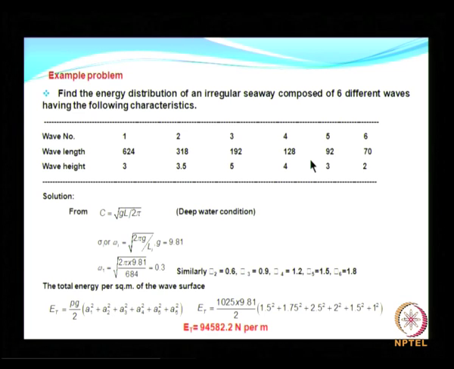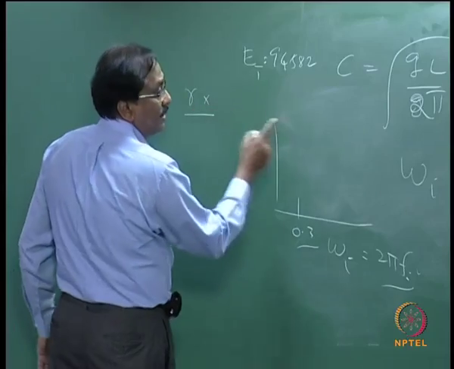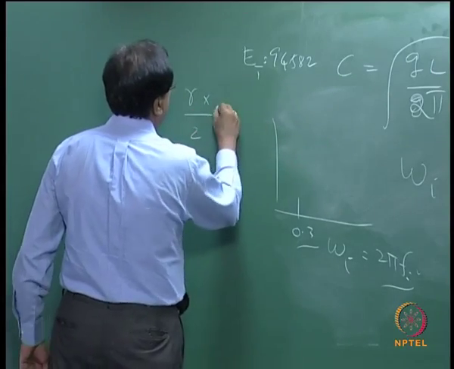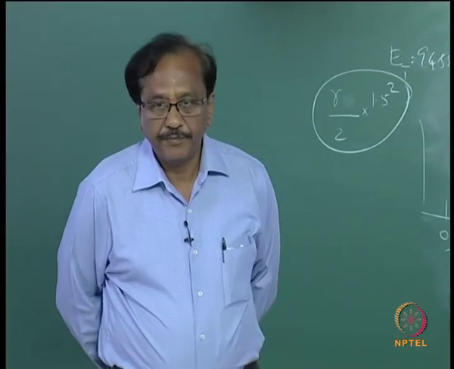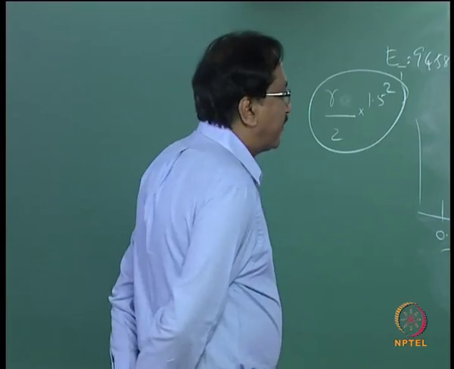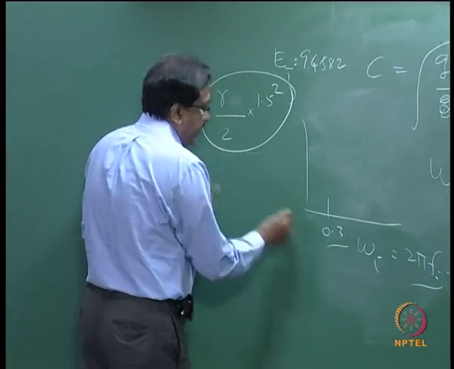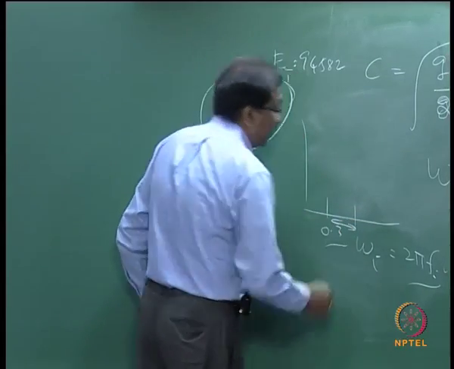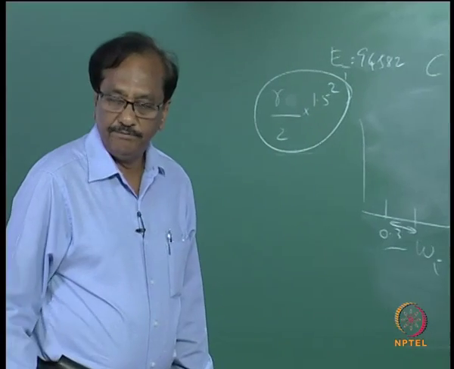That is, for example, the first one, gamma into gamma divided by 2 into 1.5 square. This is the energy of the first component, and each of the components is divided by the class interval. Class interval here is 0.3.